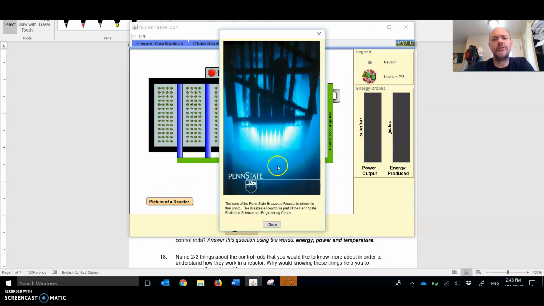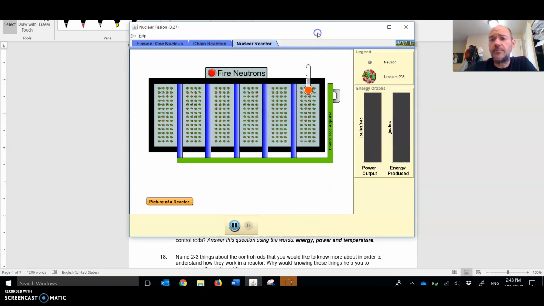This is what a nuclear reactor actually looks like. This is a picture of a nuclear reactor at Penn State University. A lot of college campuses have a very small nuclear reactor on them. It's a pretty common thing. They're fairly safe. I mean, we think about the disasters of nuclear reactors, but it's very, very uncommon. So let's take a look at this.